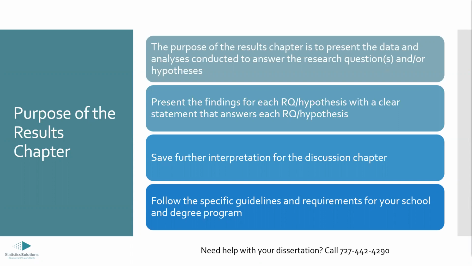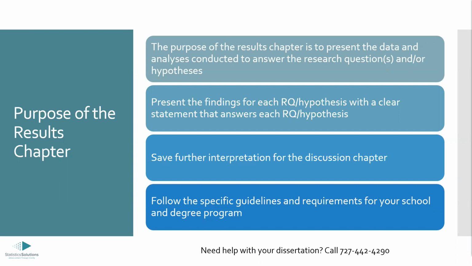However, you want to save further interpretation for the discussion chapter. So essentially in the results chapter, you are just stating what is the answer to the research question. So if your research question has to do with, is there a relationship between two variables? You are just answering that question, yes or no, is there a relationship or not? And then further interpretation, in terms of what that result means, why it's important, how it relates to the literature, that all goes in the discussion chapter.